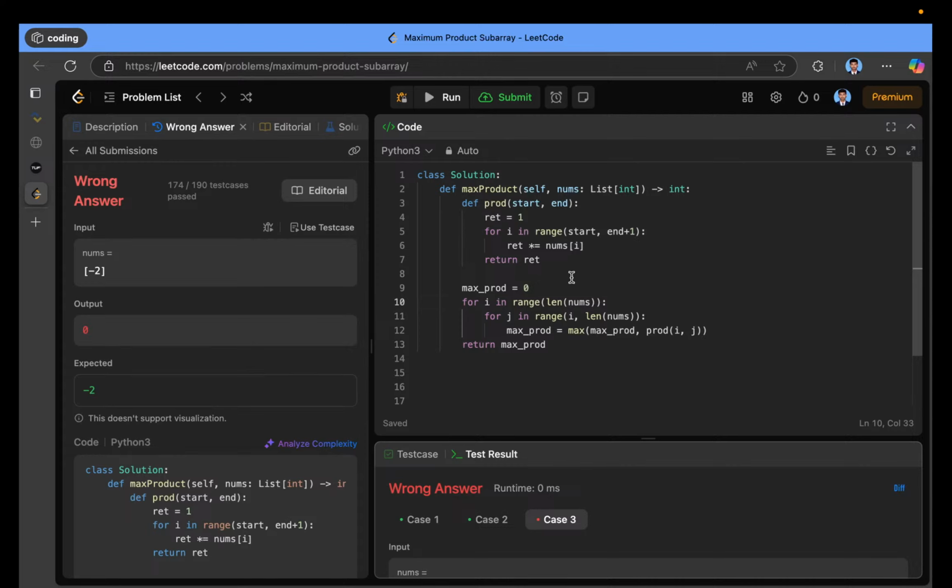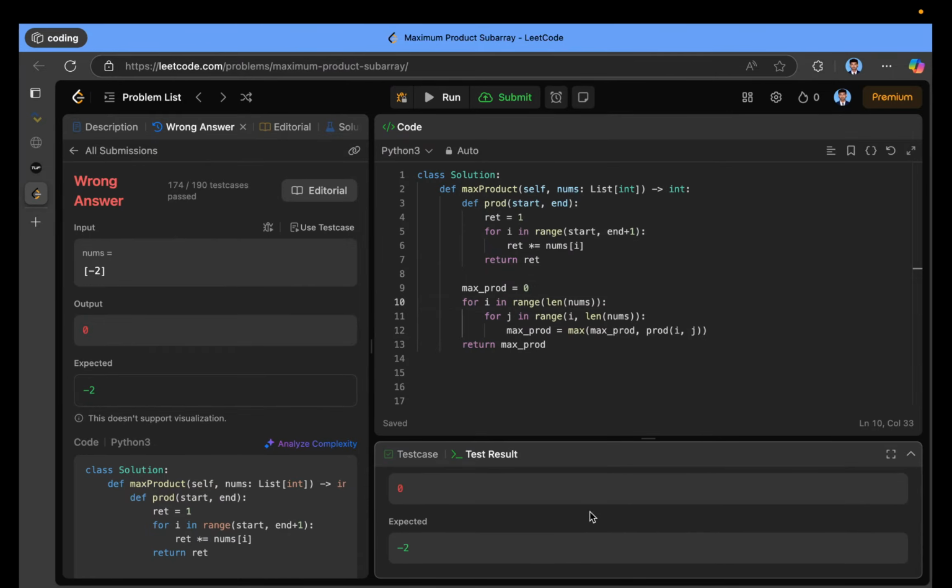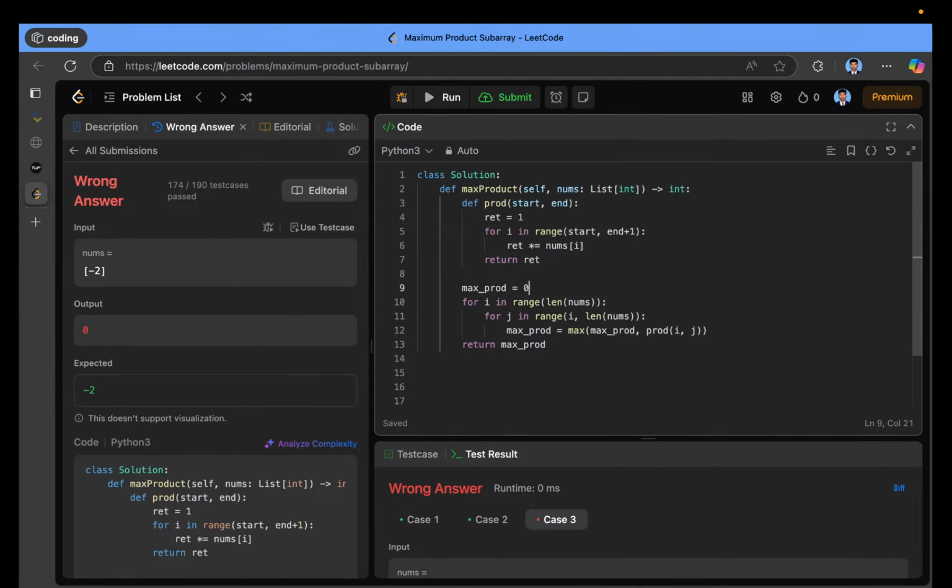No, okay, wrong answer. Again, why? Output is 0, expected minus 2. Okay, I should take the max product as float minus infinity.